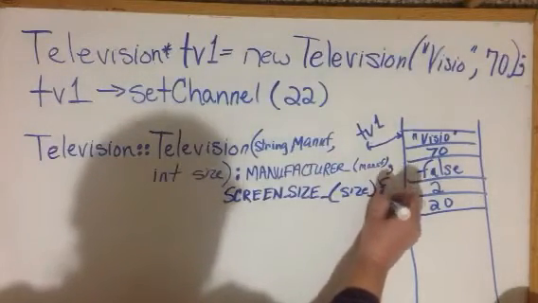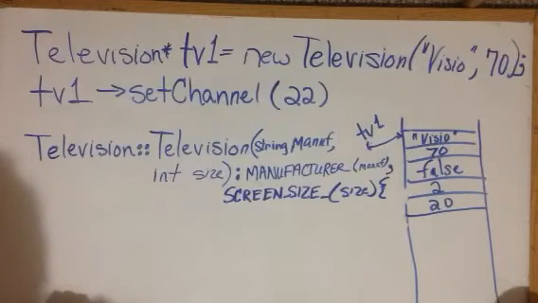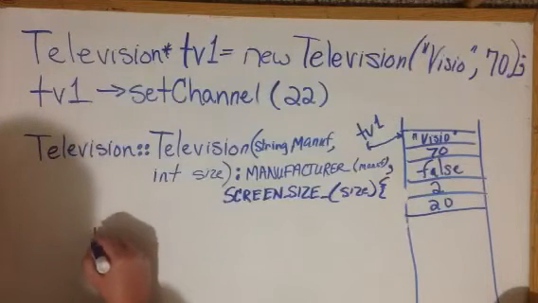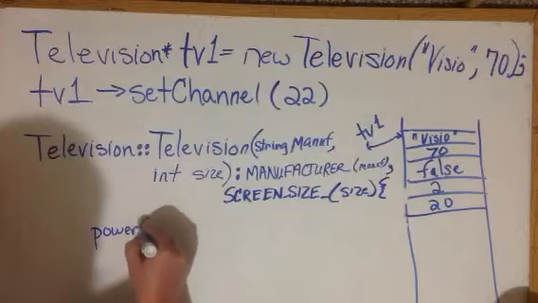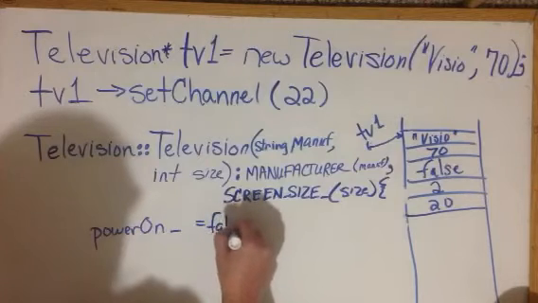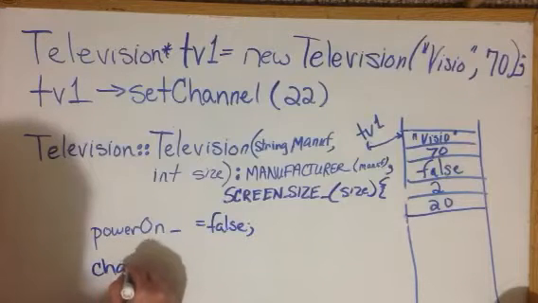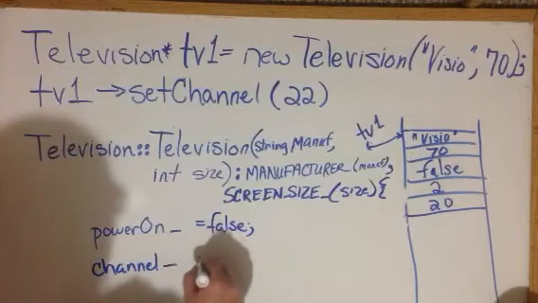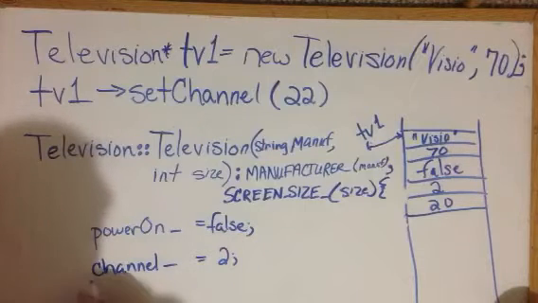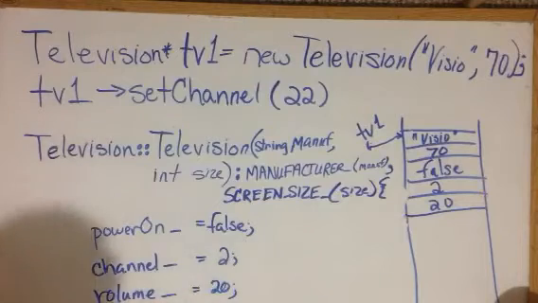The rest of the elements, the rest of the private data members, were not constants, so we can just assign values. So we had a power on value, and we want to set that to false for initializing. We had a channel, and we wanted to set that to 2. And we had a volume, which was set to 20.